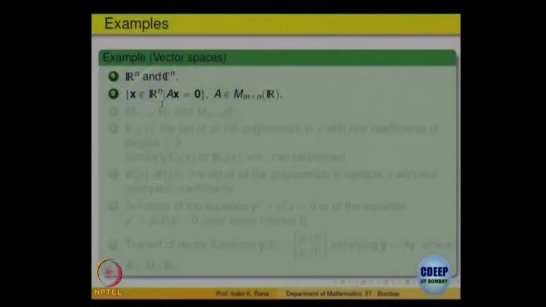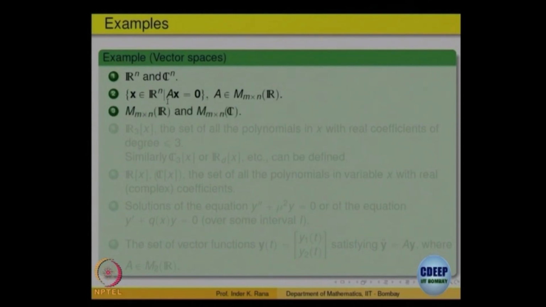This also we had studied: look at the null space of a matrix A. Given a matrix, look at the null space, that is Ax equal to 0, all solutions. We saw that forms a subspace of Rn, which is a vector space in itself.